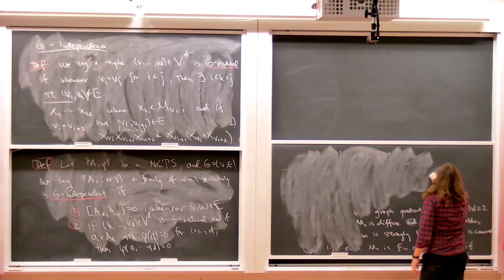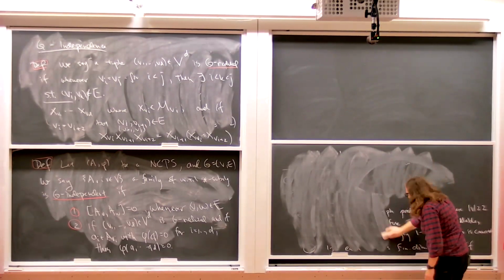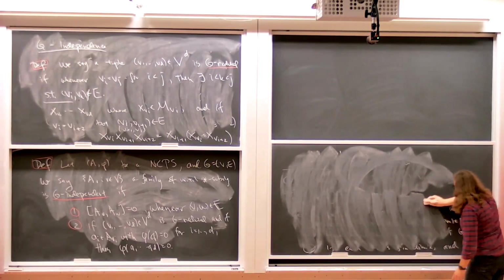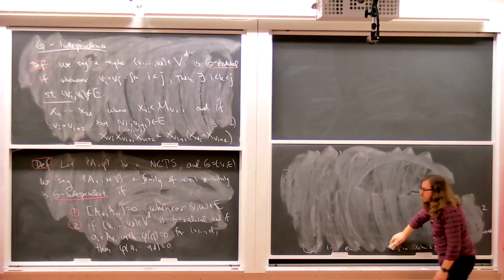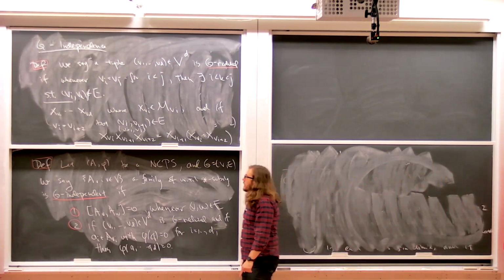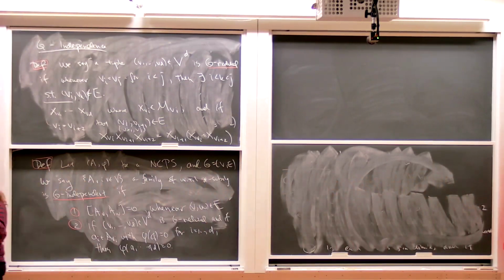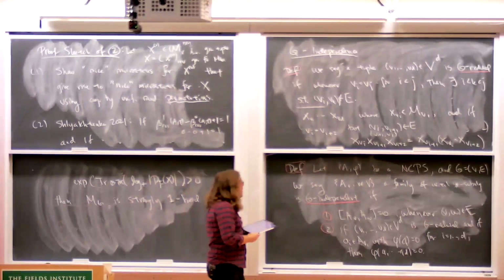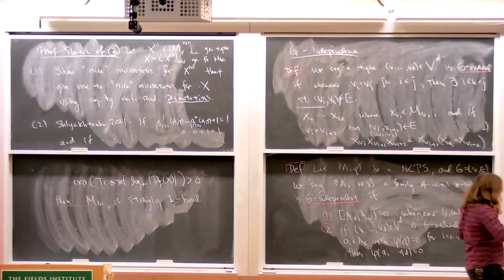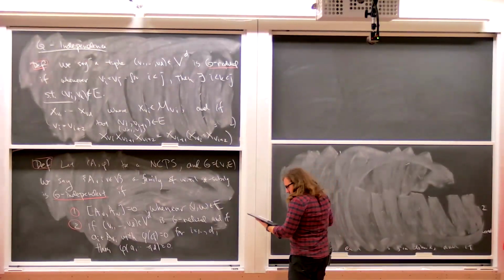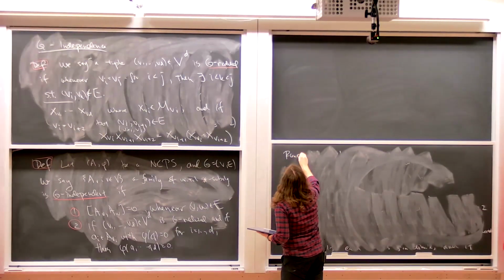And so in particular in my graph product von Neumann algebra, the family of vertex algebras are G independent in the non-commutative probability space offered by their graph product. Okay. So finally, let me get to these random matrix models.